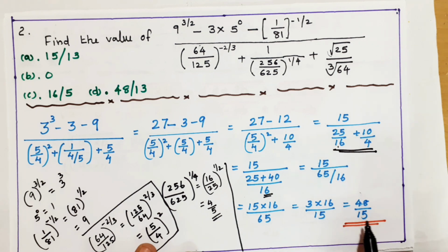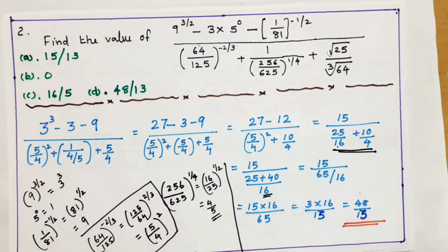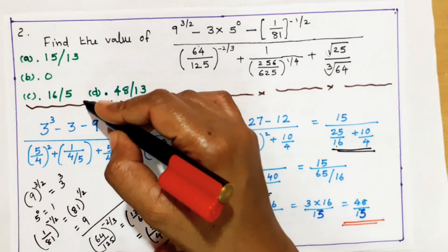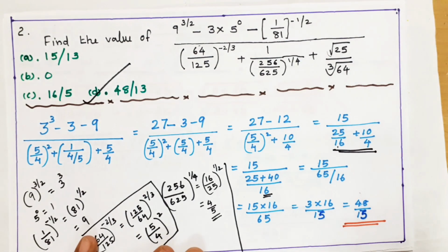Next term, what we are doing is 3 into 16. 3 into 16 is 48 divided by 15. So see here what we are doing. We are cancelling. 15 by 5 is 3. 65 by 5, 13. So it is 48 by 13. So your answer is 48 by 13.